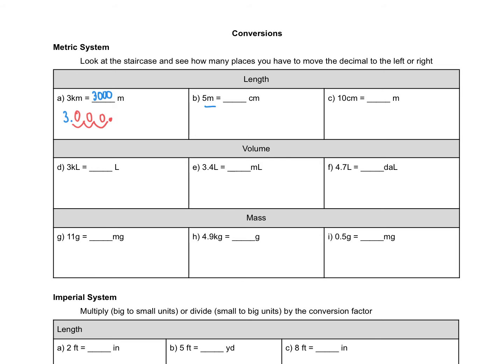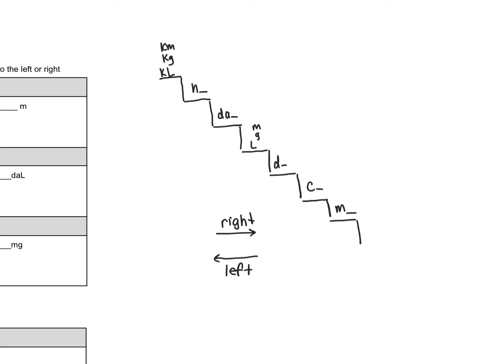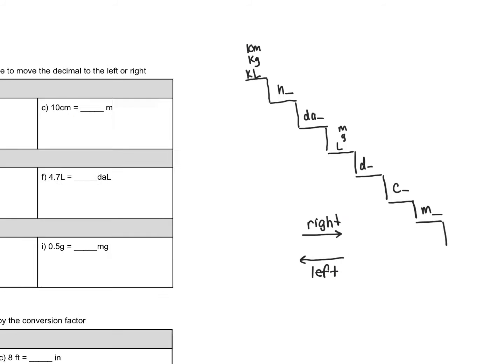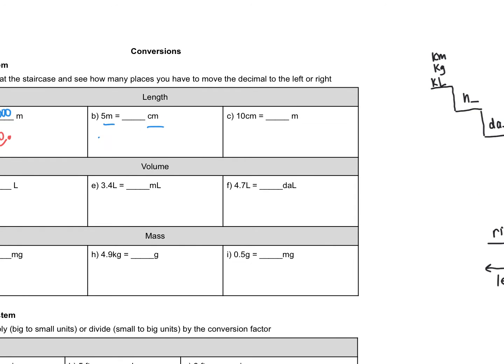Let's look at meters to centimeters. Meters are right here. 1, 2 steps down. Down again means we're going to the right. So I'm going to take the 5. Here's the current decimal. 1, 2. Fill in the zeros. So 5 meters is 500 centimeters.